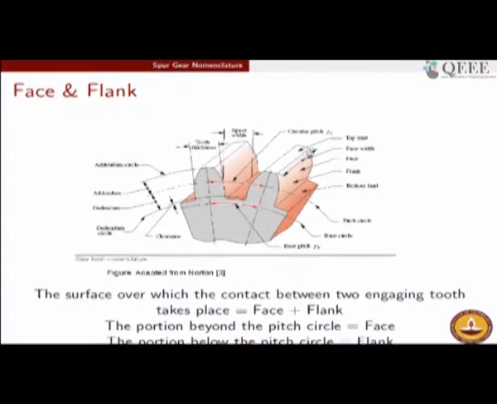On this portion, which is called the top land of the gear, you do not need any surface treatment, because there is no rubbing action that is going to happen in the top land or even in the bottom land. It is only going to be the face and flank which will be prone to a lot of surface related failures, and as a manufacturer of gears, you will do well to enhance the surface characteristics of this region. Technically, the surface over which the contact between the two engaging teeth takes place is the face and the flank. The face is the portion above the pitch circle, the flank is the portion below the pitch circle, as depicted in this drawing.